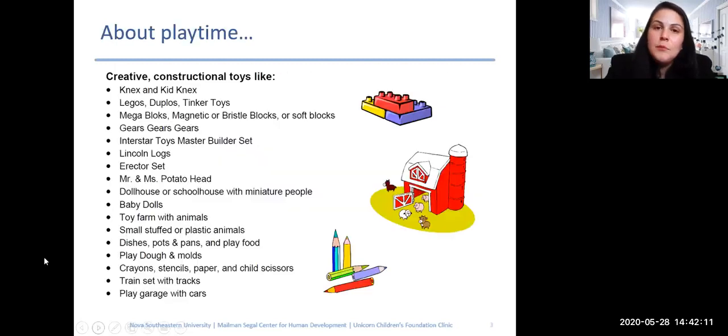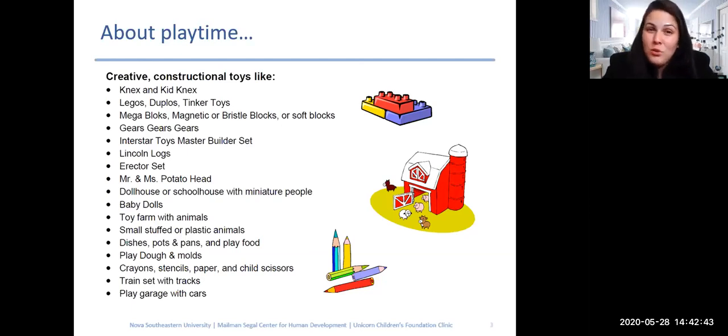So let's talk a little bit more about playtime. What does that look like? Here you're going to see a long list of different toys that we use during the PCIT playtime. What we're hoping for is creative and constructional toys. When you look at this list, these toys lend themselves to creativity, so we want our children to be able to expand on their play themes. We also want opportunities for them to engage with others.